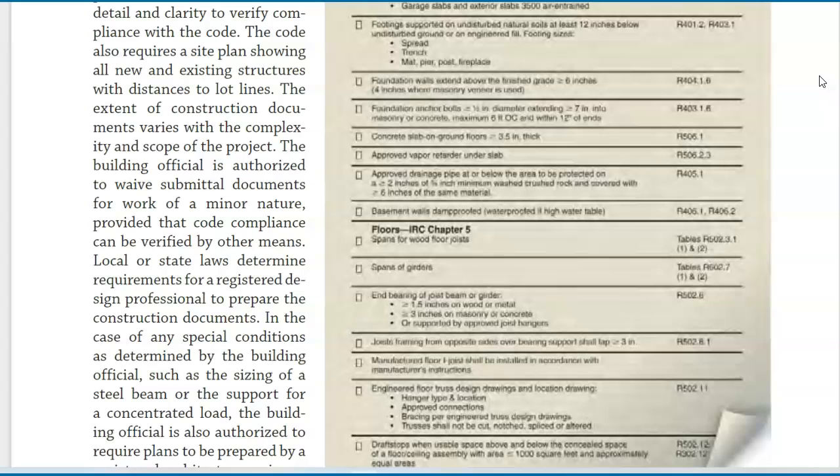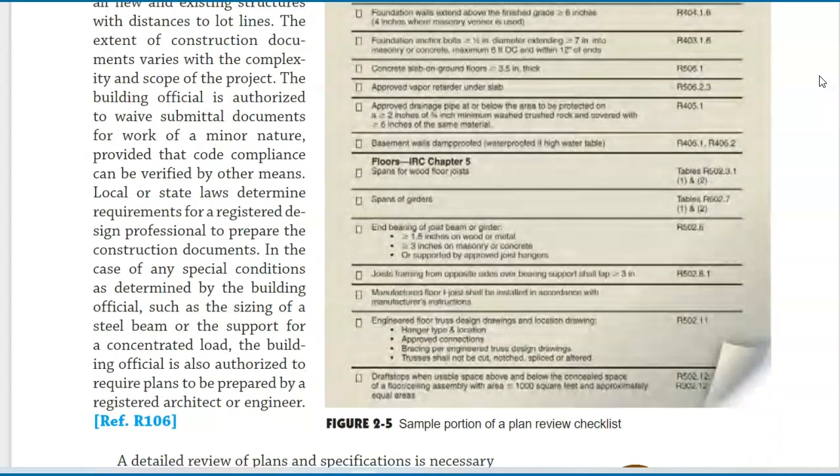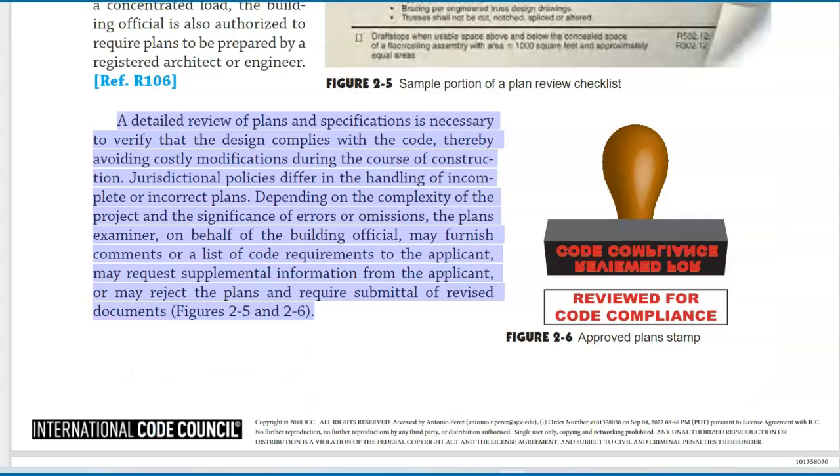Local or state laws determine requirements for a registered design professional to prepare the construction documents. In the case of any special conditions as determined by the building official, such as the sizing of a steel beam or the support for a concentrated load, the building official is also authorized to require plans to be prepared by a registered architect or engineer. Ref. R106.